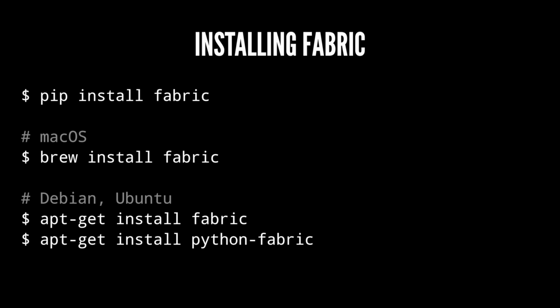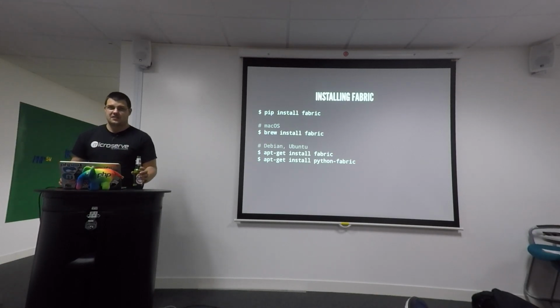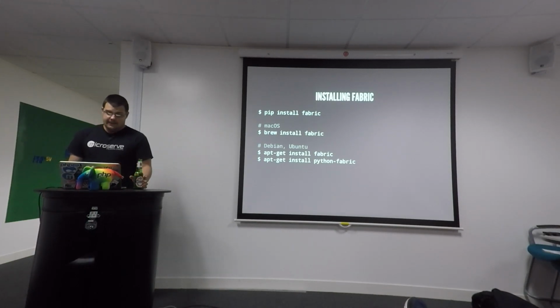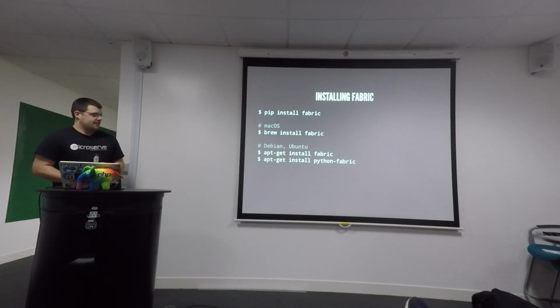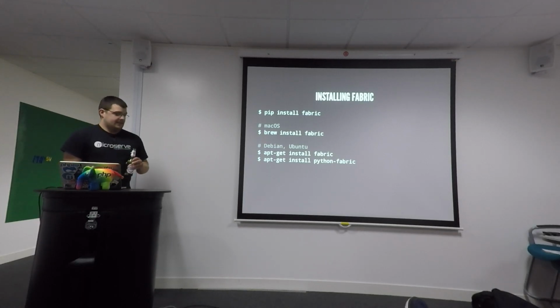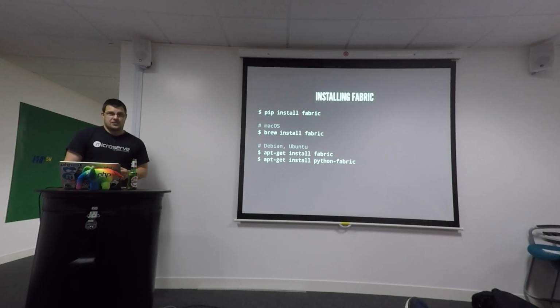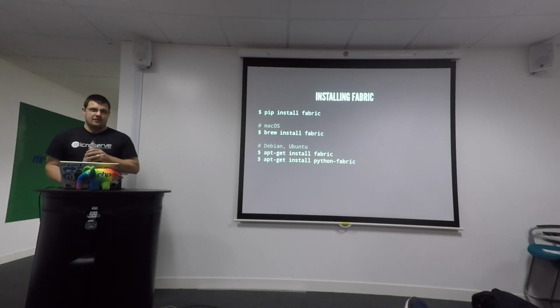Installing Fabric is pretty simple. Pip is Python's package manager, very similar to Composer and npm, so if you've got pip, you can just run pip install fabric. If you're running macOS, like me, you can use brew. If you're on Debian or Ubuntu, the package name changes depending on your distribution, so I think it's now just fabric, or it might be python-fabric, depending on when and on your distribution.